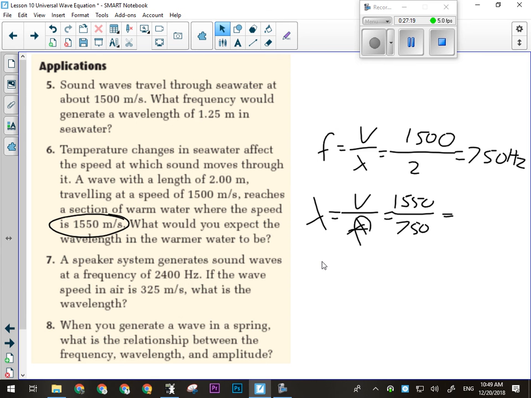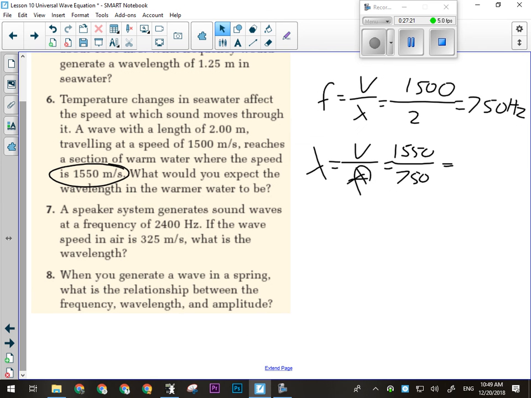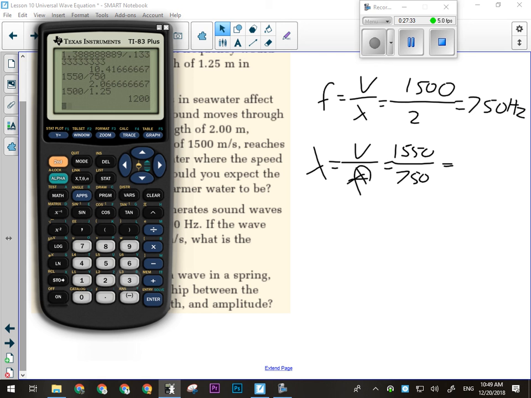Then for the next question, we have a speaker system that generates sound waves that have a frequency of 2400 hertz. The speed of sound in air is 325. What's the wavelength? It's just going to be 325 divided by 2400, which tells us that the wavelength of those sounds is 0.135 meters.